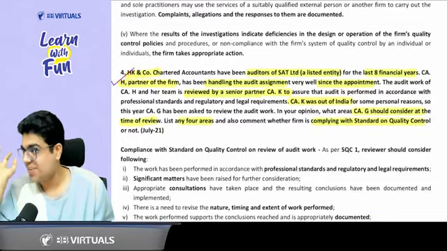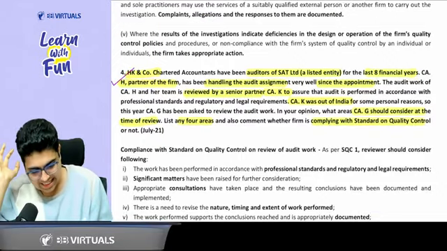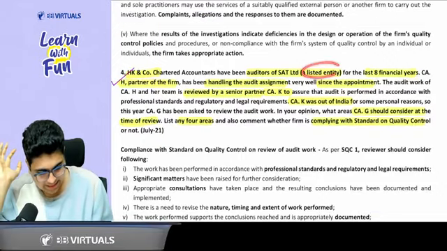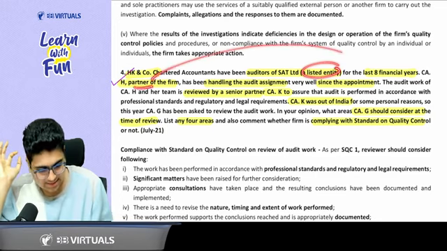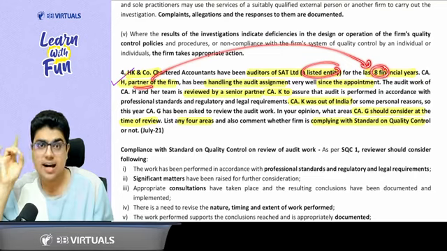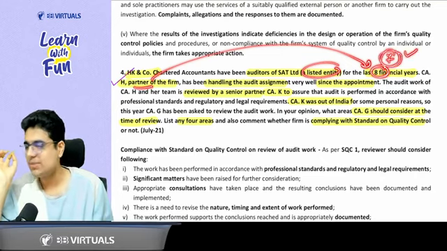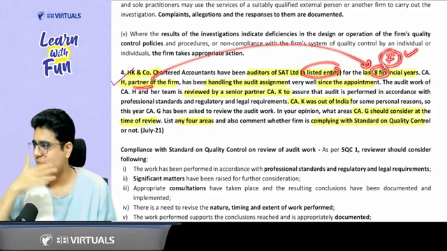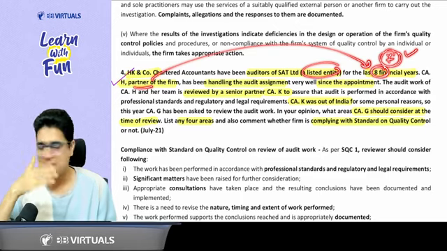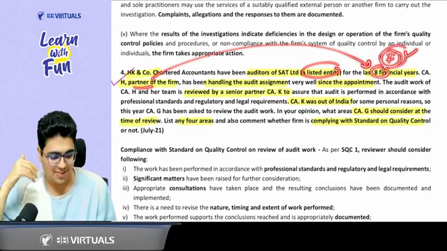Now tell me one thing. In case of a listed entity, can the partner serve the listed entity for 8 years? Answer is no. In this revision only we revised that it should be maximum 7 years. After 7 years, the partner should leave and a new partner should come.